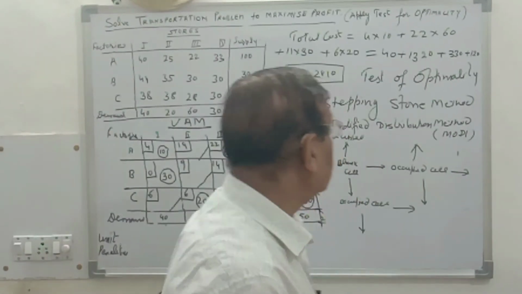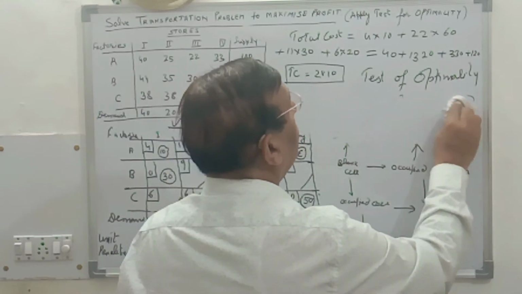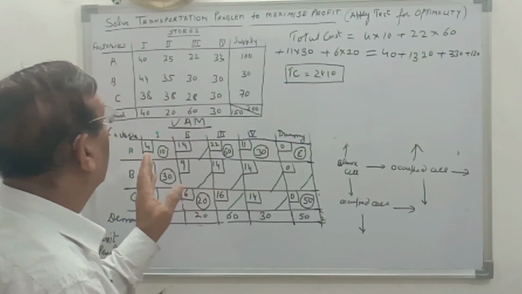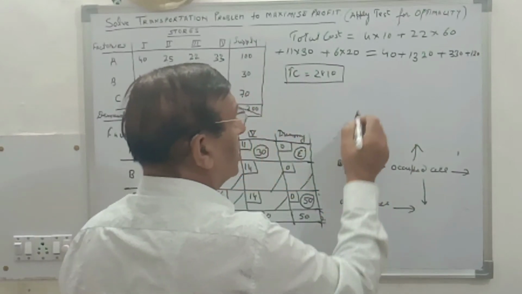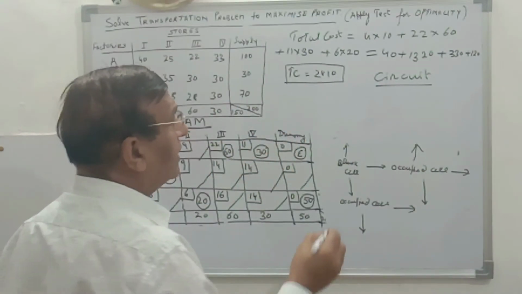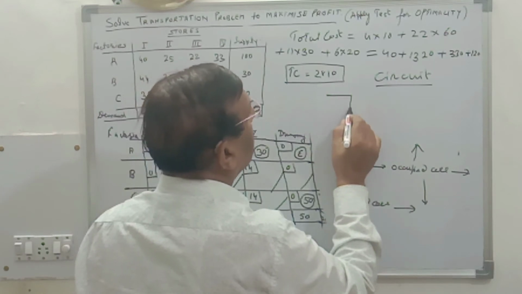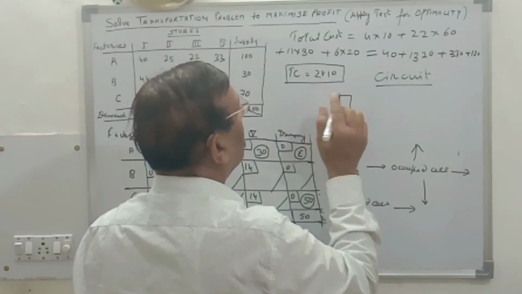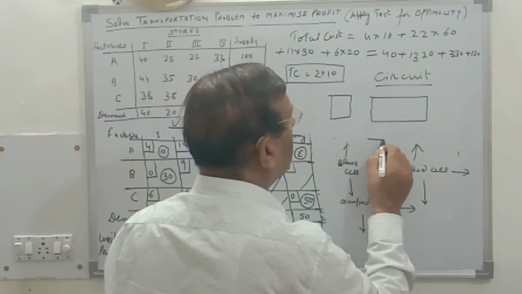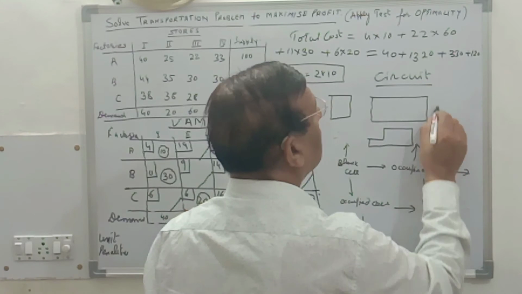The ultimate purpose in the stepping stone method is that you have to create a circuit, a closed circuit. And the circuit can be like this. For example, this is the blank cell. It can be like this, exactly the same, or it can be like this, or like this, or like this.